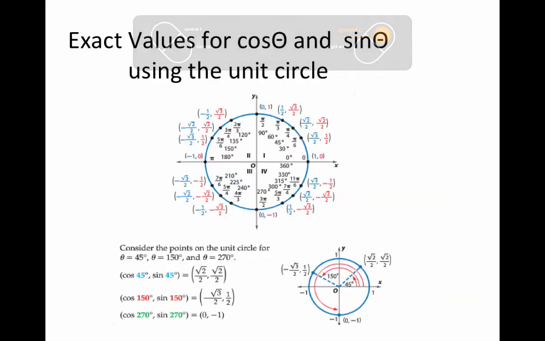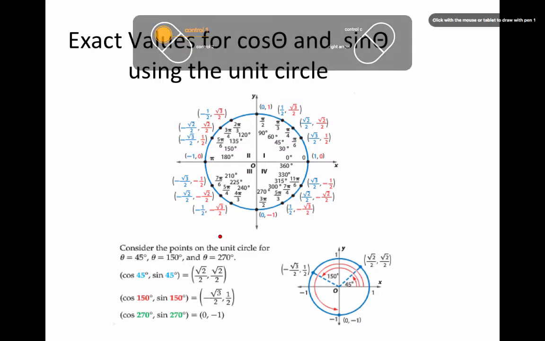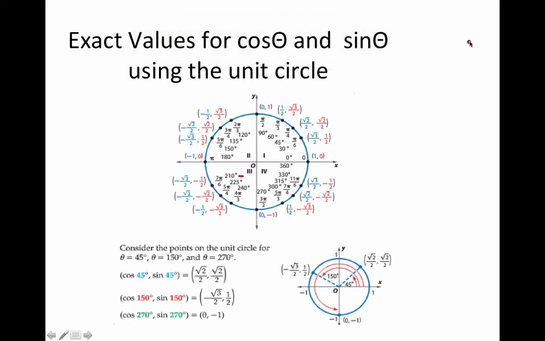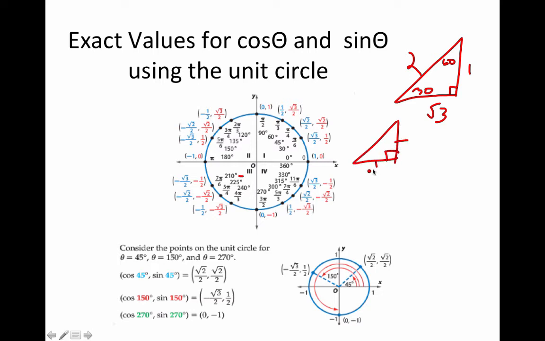Unit circle, we used to have to memorize this stuff. We no longer do that. They all run off of the following. This goes back to what we did in 12.3. You need to know this: 1, 2, root 3. You need to know this: 45, 45, 90 is 1, 1, root 2.